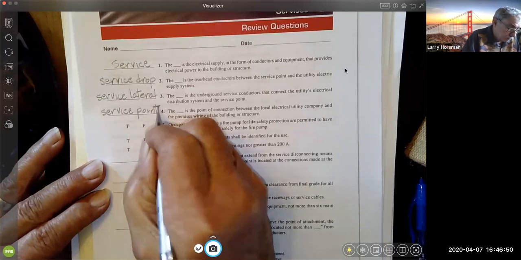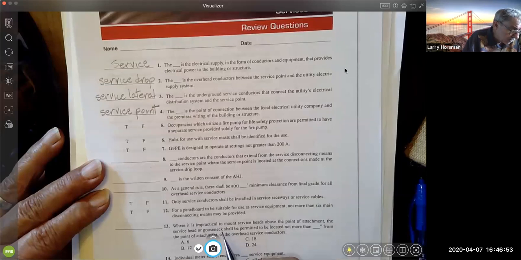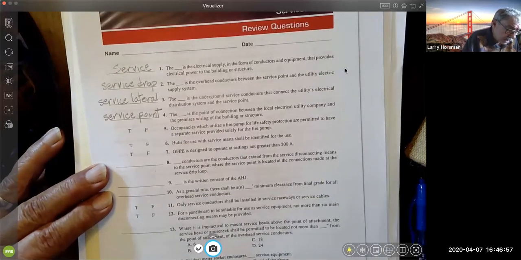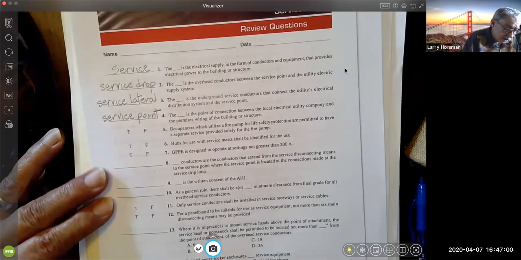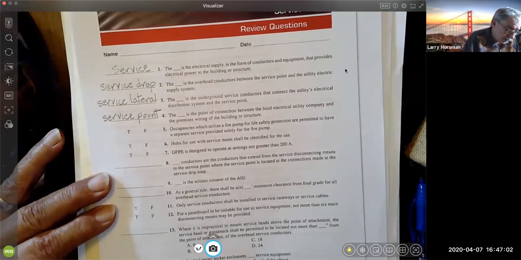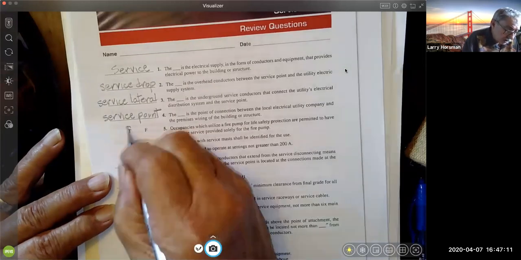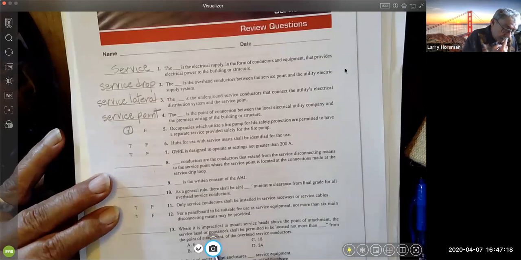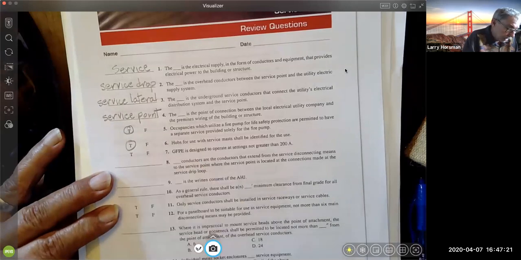Five. The 5, 6, and 7 are true, false. So 5, occupancies which utilize a fire pump for life safety protection are permitted to have a separate service provided solely for the fire pump. That is true. Hubs for use with service masts shall be identified for the use. That is also true. Number 7 is false.